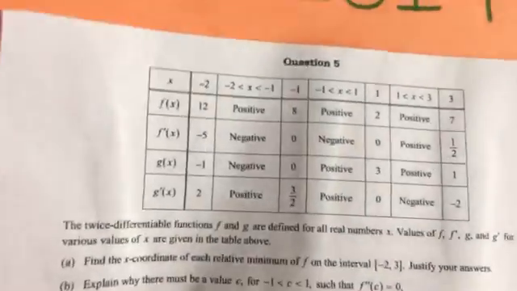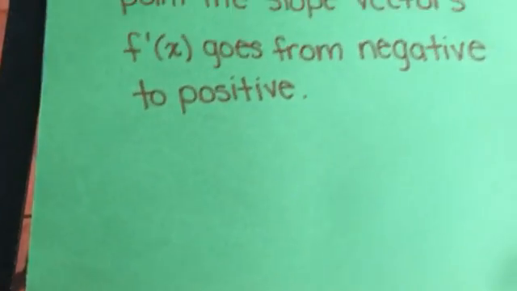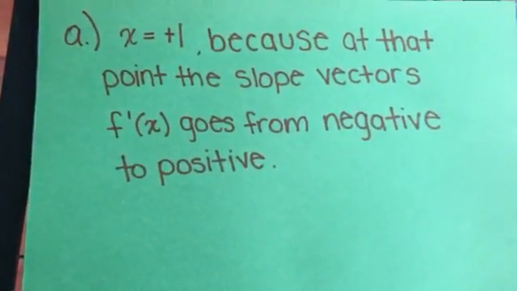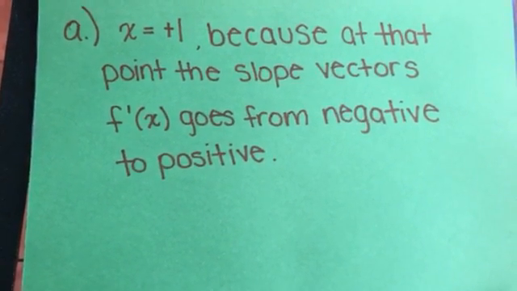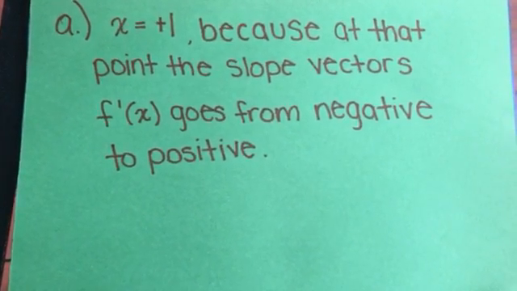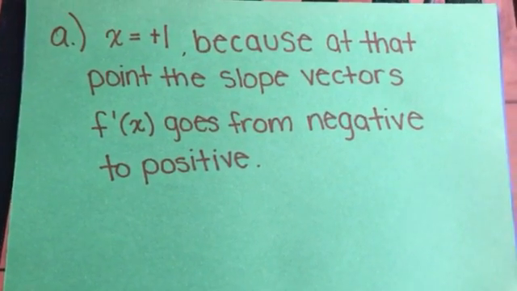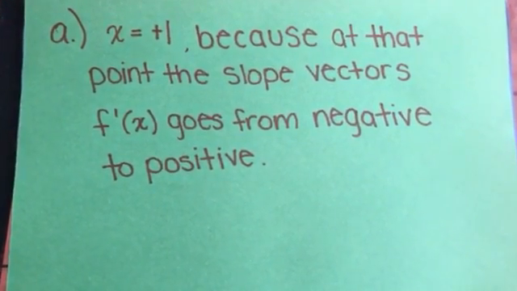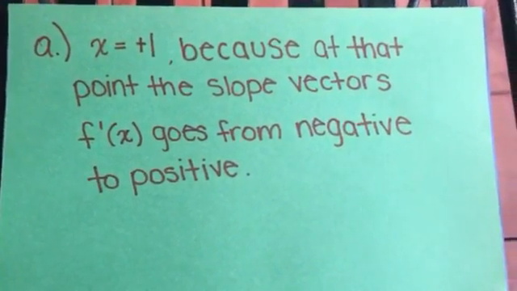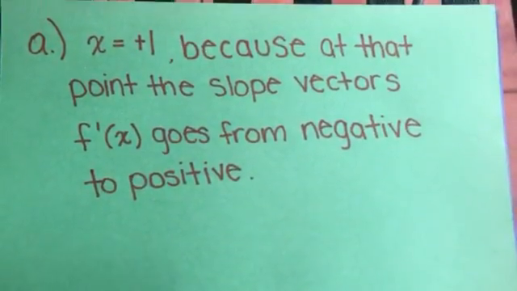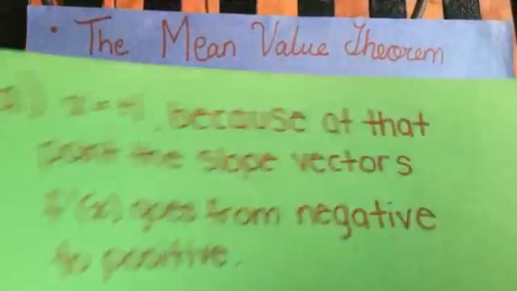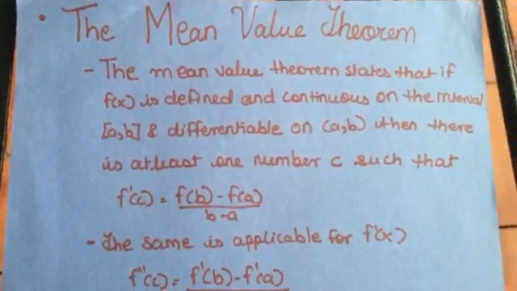So here's how you'll write your answer on a test. x equals 1 because at that point the slope of f prime of x goes from negative to positive. So that's how you can tell them that you know your answer is right, because that's how the slope is changing.